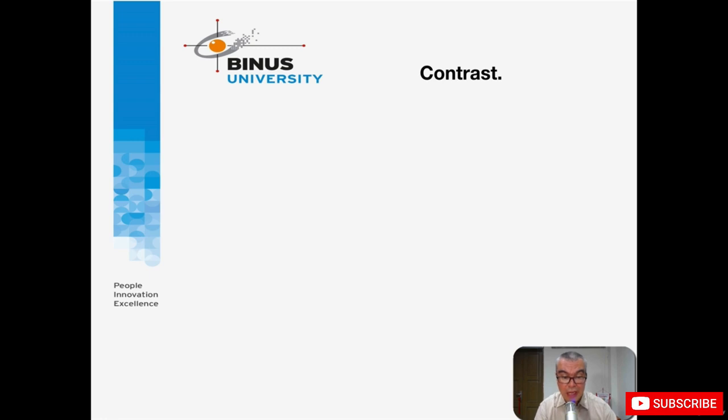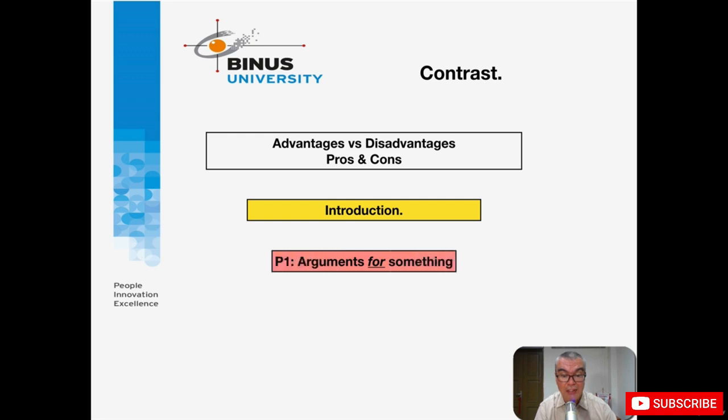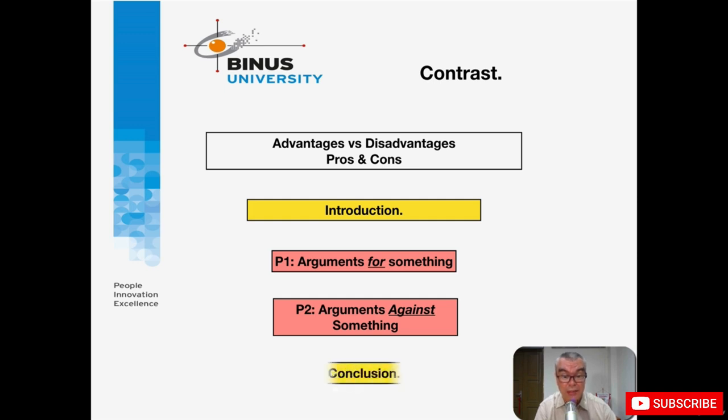Let's look at essays or assignments where you have to contrast ideas. So the first one is to contrast the advantages and disadvantages of something, or maybe the pros and cons of something. So here is your choices here. Again, you start with the introduction. And then after that, you might have paragraph 1, which is the arguments for something. And then paragraph 2 would be the arguments against something. And then you close with your conclusion.